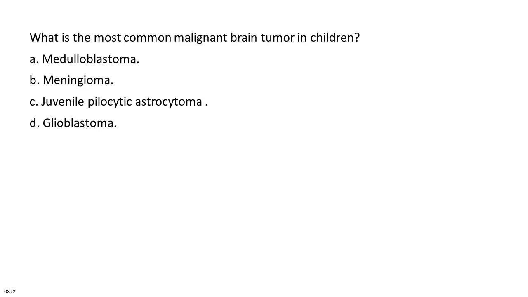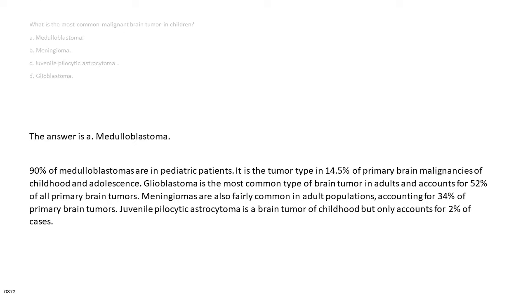What is the most common malignant brain tumor in children? A. Medulloblastoma. B. Meningioma. C. Juvenile pilocytic astrocytoma. D. Glioblastoma. The answer is A. Medulloblastoma.